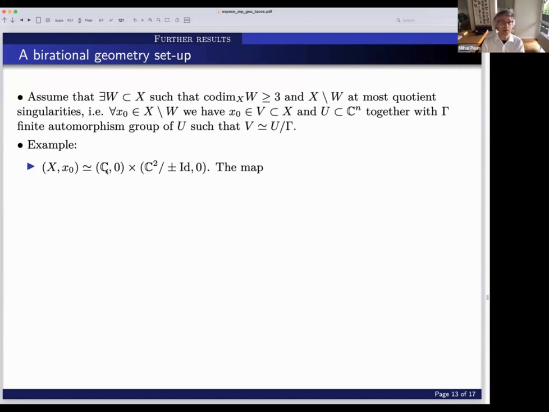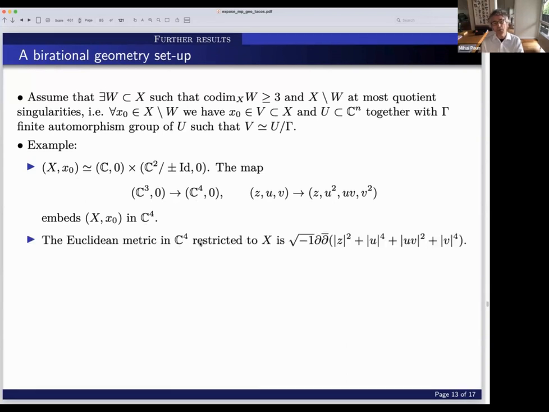Let's look at this usual example, C times C^2 modulo plus minus identity, and then this map from C^3 to C^4 given here embeds our germ of threefold in C^4. Two observations are in order. If I restrict the Euclidean metric here to X, what do we get? We get something which looks like that, right?